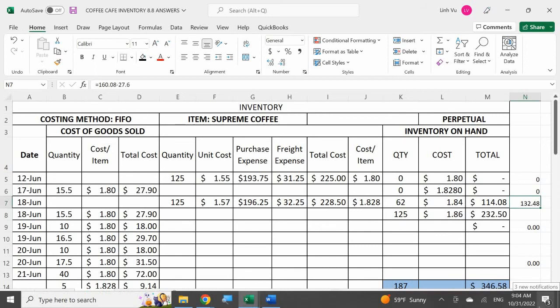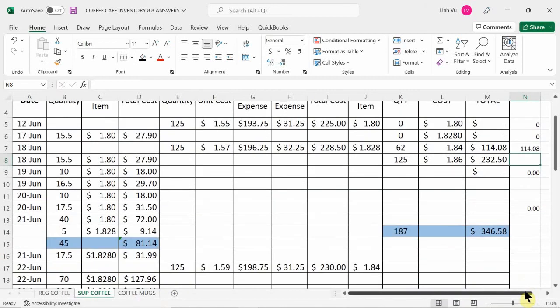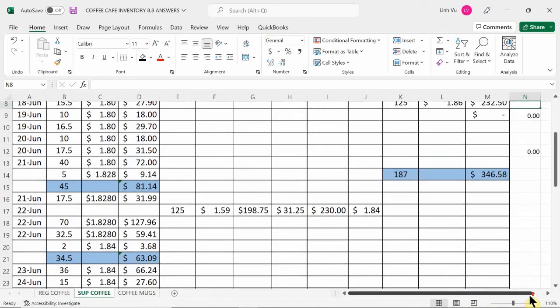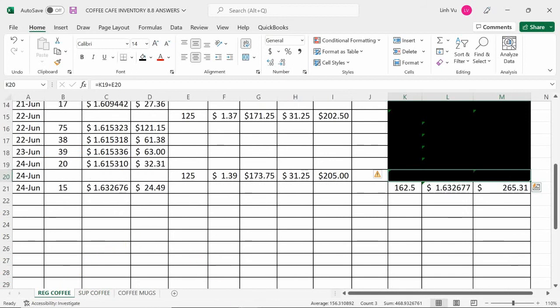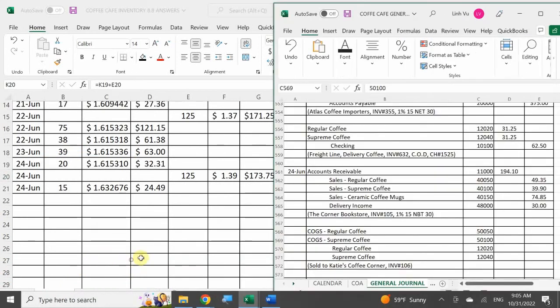Okay, so 132.48. You should have 114.08. Good. So then that means I should have left over 346.58. So in this case, we sold a total of $18.40 for the Supreme, and $24.49 for the regular.